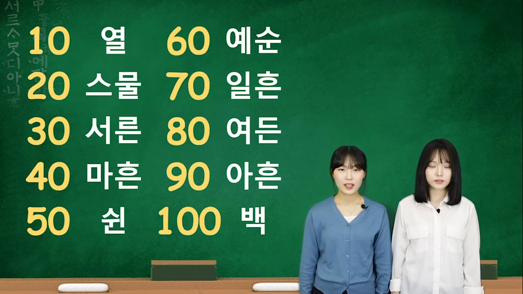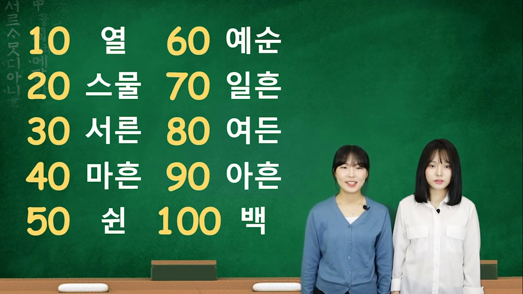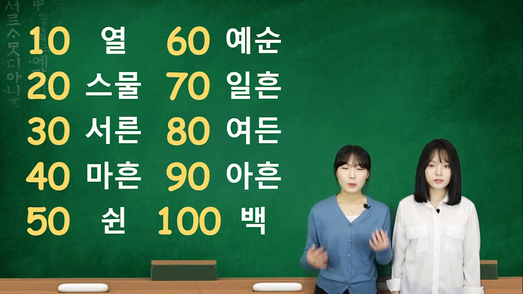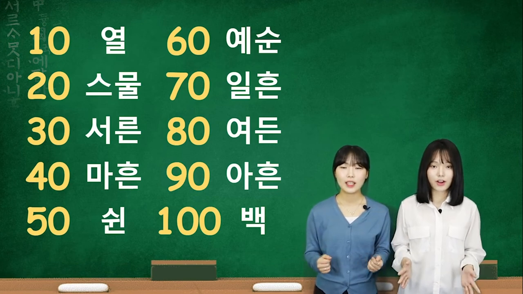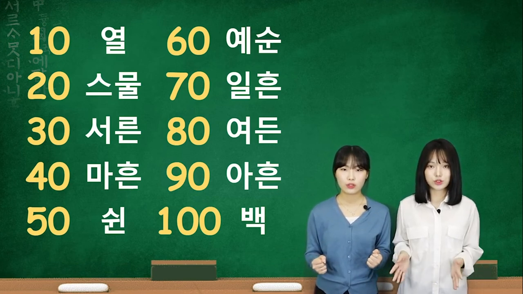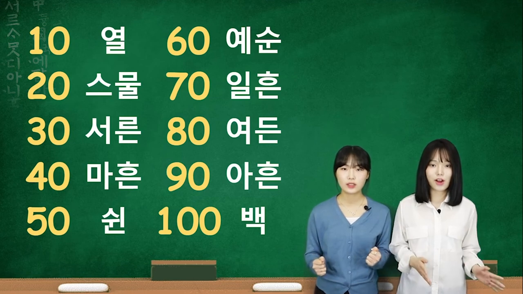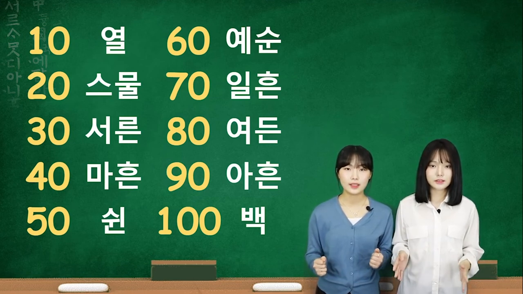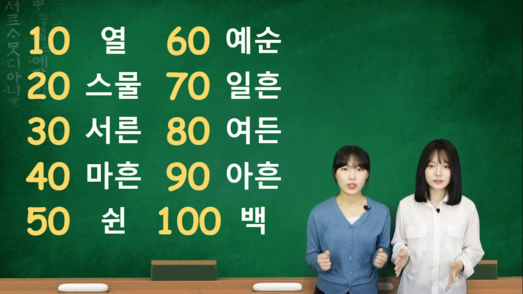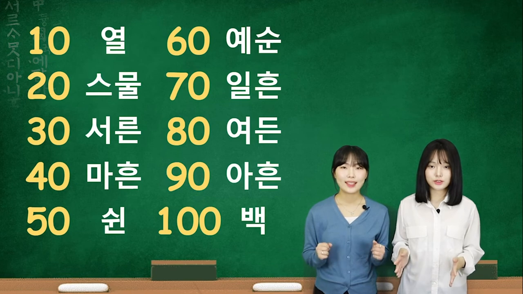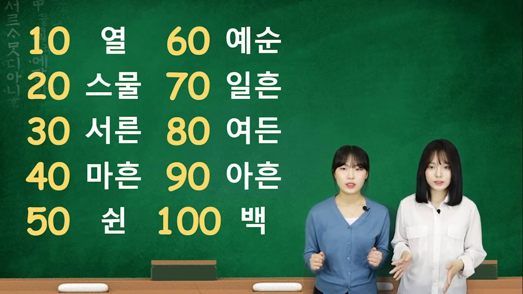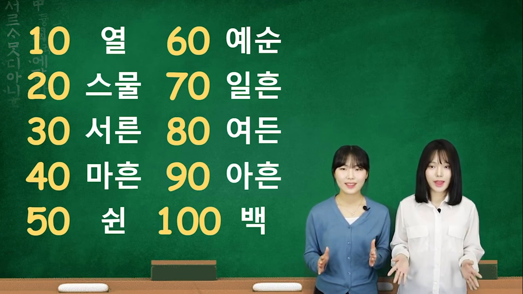From now on, let's learn 10 digits. Please repeat after me. 열. 스물. 서른, 마흔, 쉰, 예순, 일흔, 여든, 아흔, 백. Good.